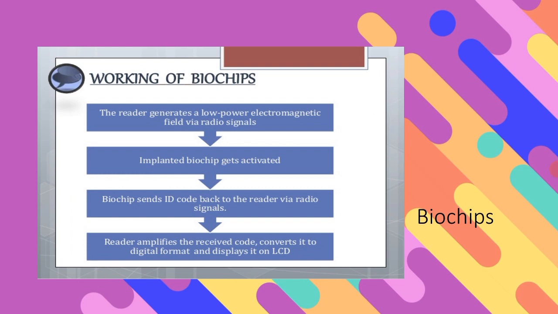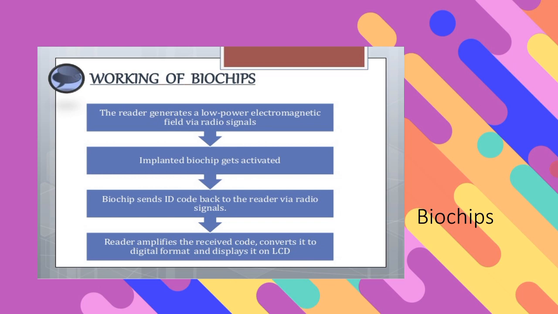So the first step is what? The reader generates the electric field via the radio signal. Now this low power electromagnetic field is generated. After this, the implanted biochip gets activated, right? As I mentioned, the implanted biochip gets activated. Now the biochip will send the ID code. The first two steps are for the reader. The third step is for the transponder.